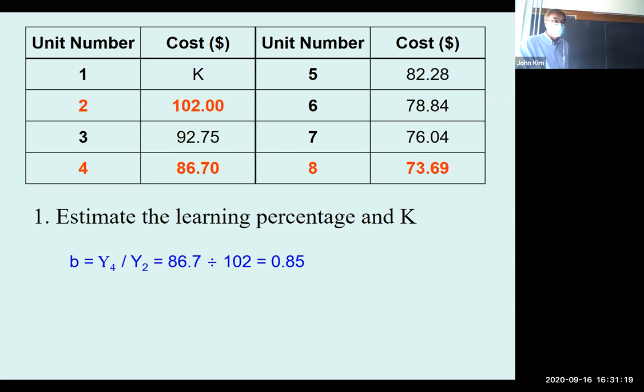Now, we want to get K. The same, y second equals K times b. So K equals, dividing by b each side, y second divided by b. Y second is this one, 102, and then b is 0.85.